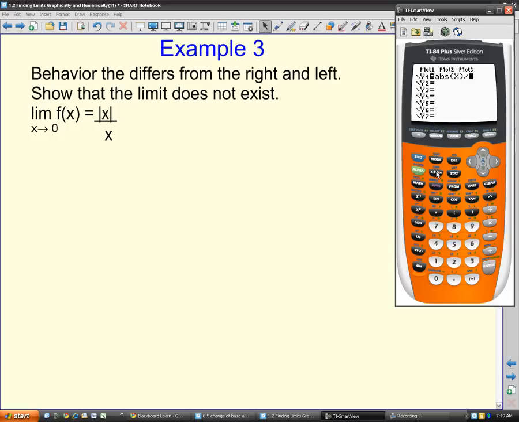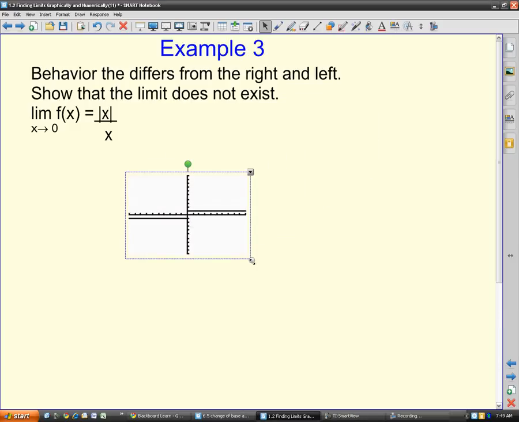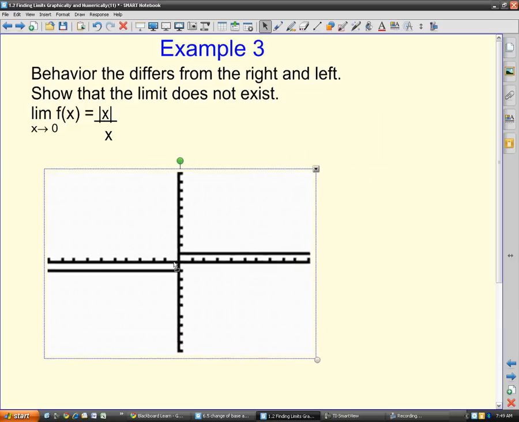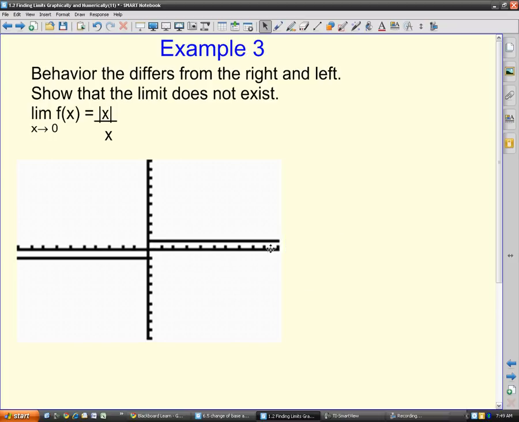Let me zoom in and make this graph a little bit bigger, and there's my graph of the absolute value of x over x. You could have plotted points and you would have gotten the same thing. I was just saving a little bit of time. If I want to approach 0, here's x equals 0 right along this line. X approaches 0.